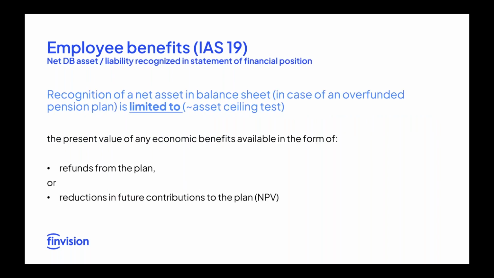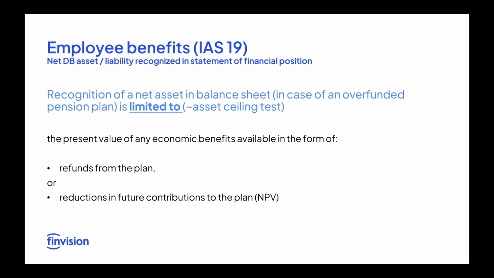What asset can be recognized if your plan assets in the projected calculations are higher than your defined benefit obligation? There is a limit, which is the present value of refunds from the plan. If you're in a pension fund in Belgium, it's not allowed to obtain refunds, but for example in the Netherlands, it is possible that refunds are made by the pension funds towards the employers. Then the present value is the actual refund that takes place, or reductions in future contributions to the plans.